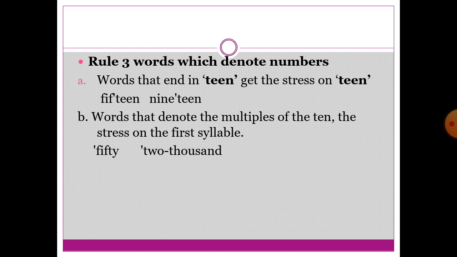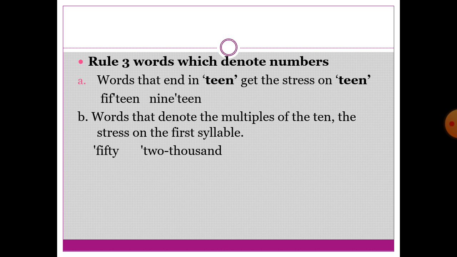Now look at another type of words. 2000, 2 and 1000. When you are writing the number like this, it can be 100, 300, 2000, 8000, 9000, whatever it is. The stress falls on the first part. So here the stress is on 2. This is the third rule.